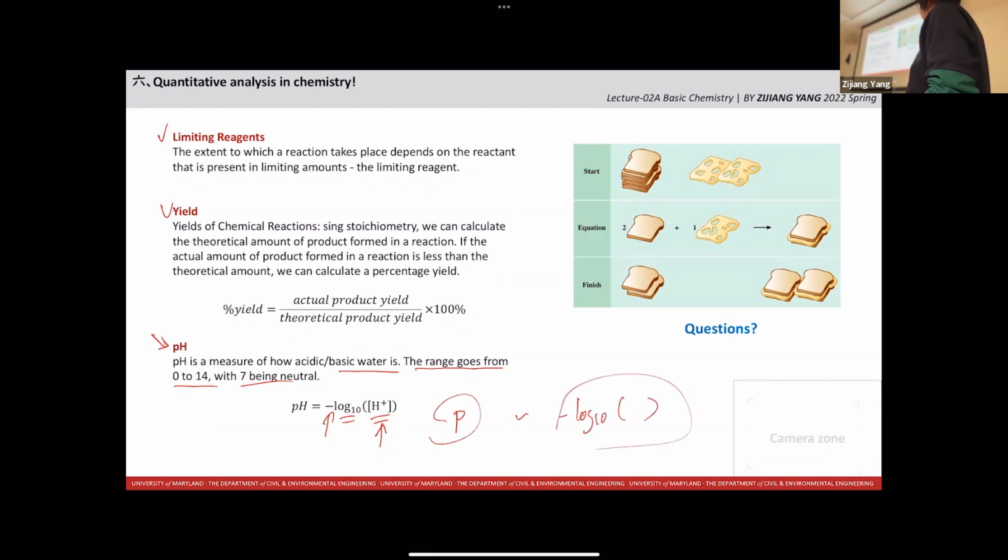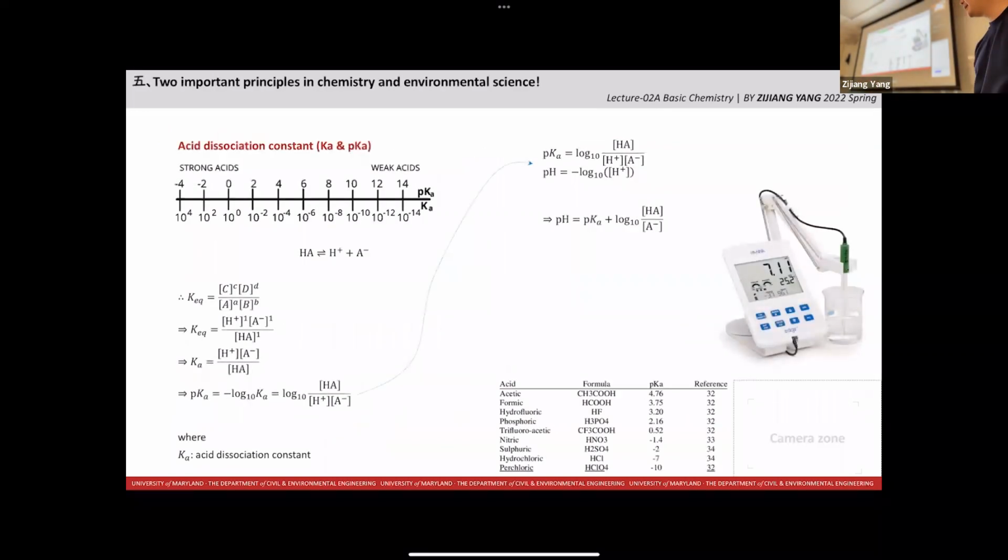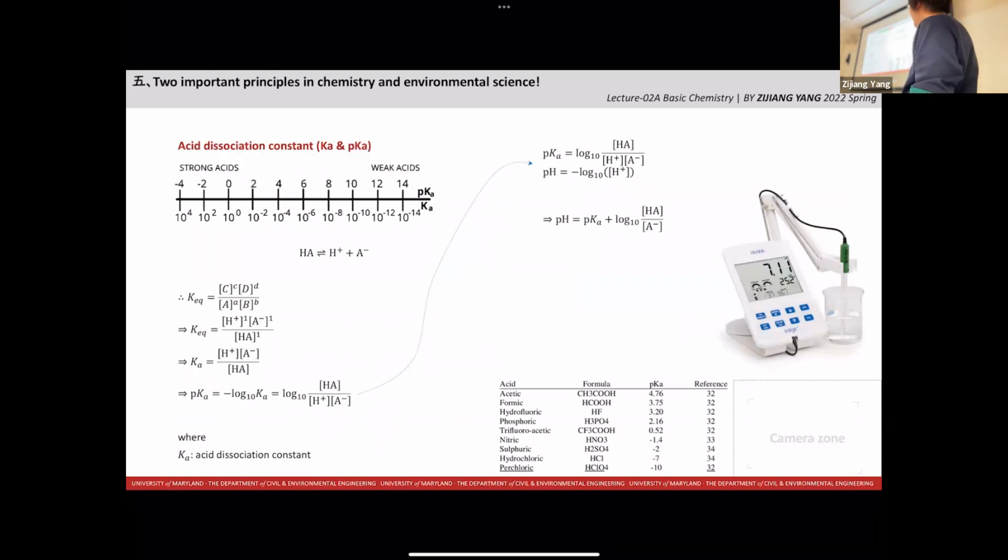And the last one, I believe this should be the last one, is acid dissociation constant. I think you guys may also learn it in 310.